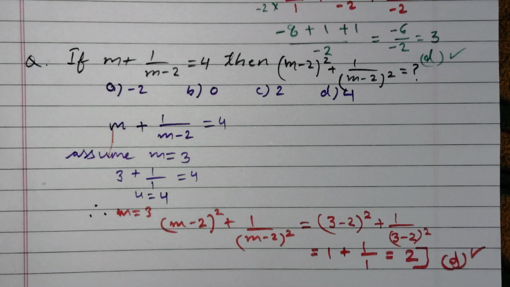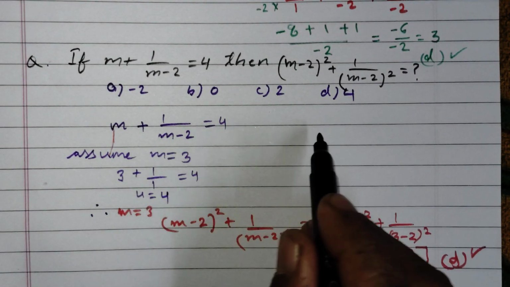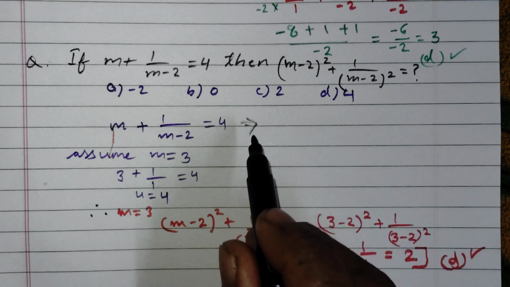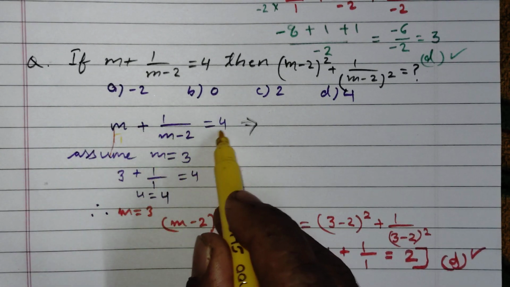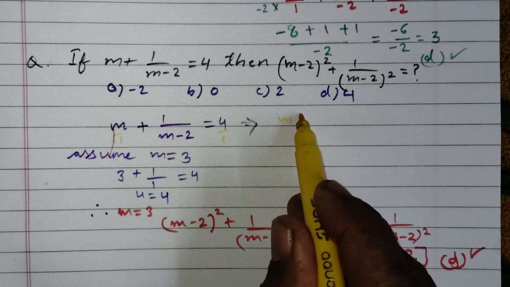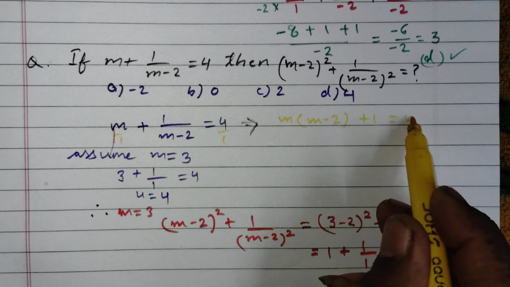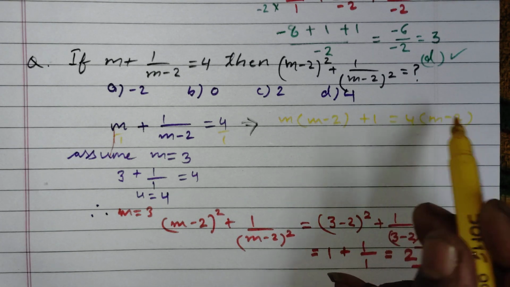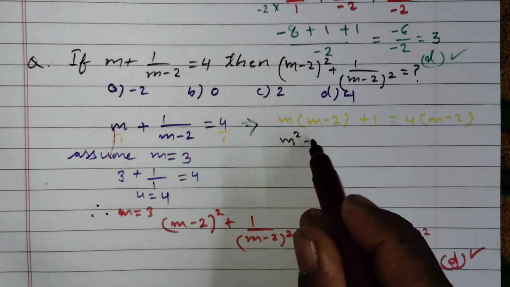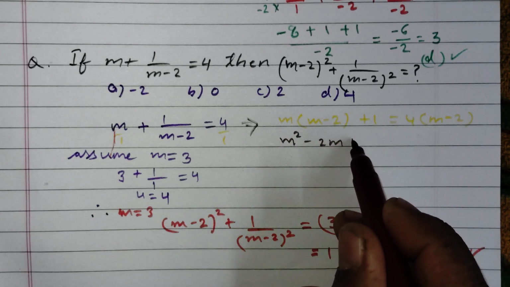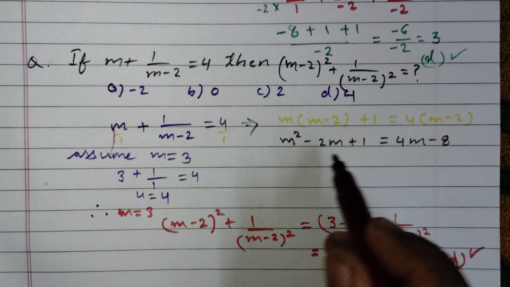If we do not find the answer in a random way, then what do we do? We take LCM of this equation. How? We multiply by m minus 2, so it becomes m minus 2 plus 1 equal to 4 into m minus 2, bracket opening, it gives us m square minus 2m plus 1 equal to 4m minus 8.